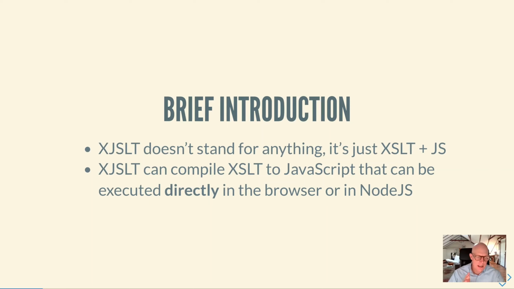So let me give a brief introduction. The name XJSLT doesn't stand for anything. It's just XSLT plus JS. I thought it sounded good. It is a little hard to pronounce, so I'm probably going to stumble over the words a bit. XJSLT compiles XSLT directly to JavaScript that can be executed directly in the browser or in Node.js. So it creates executable JavaScript files that can be called.